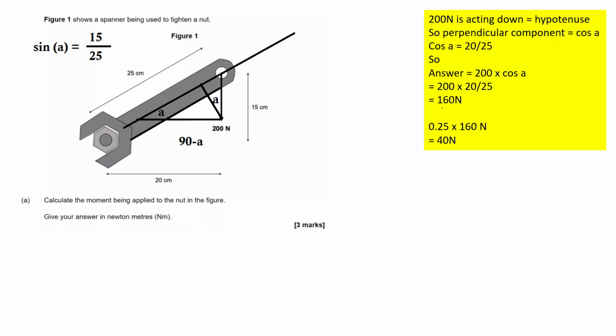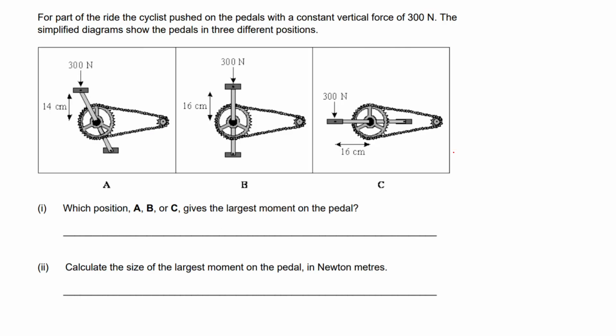Because we've just worked out the perpendicular force, and that is 160 newtons. If we times it by the distance of that perpendicular force to the pivot, we end up with 160 newtons times 0.25, because that's 25 centimeters, and you end up with 40 newtons. Okay.